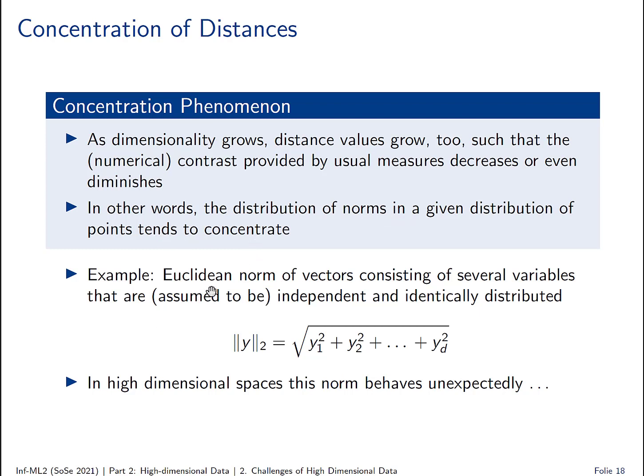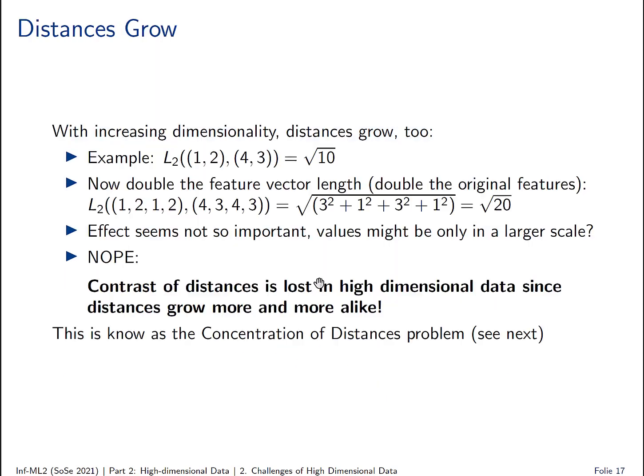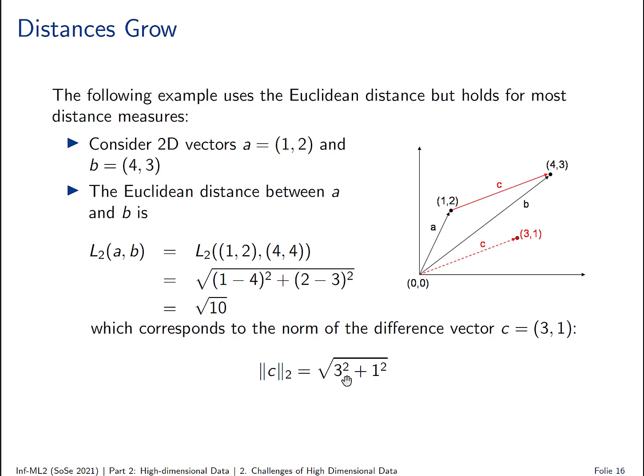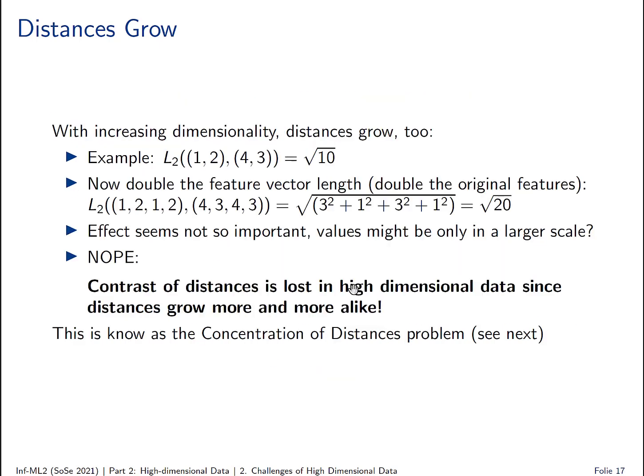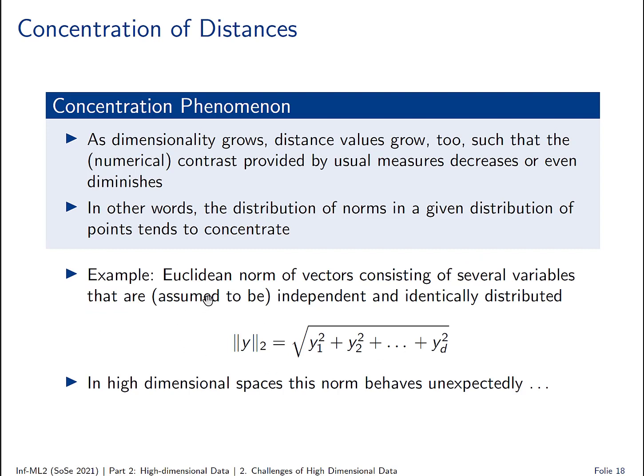And again, here is an example for Euclidean distances or Euclidean norms of vectors. The Euclidean norm is what we compute when we compute the Euclidean distance between two points, which is basically the norm of the difference vector. So it is important whether something happens with this norm of the vectors if dimensionality grows. And that's exactly what happens. So the Euclidean norm of vectors consists, of course, of several variables that are assumed to be independent and identically distributed.